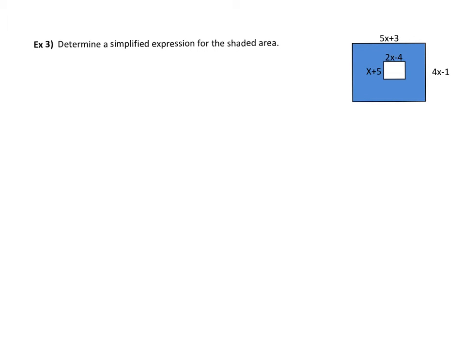Here is our solution for the third question that we're doing for our note today. We're going to determine a simplified expression for the shaded area. What I had mentioned earlier is if we found the area of the entire large rectangle, we could find that area, and from that we're going to subtract the area of the small rectangle. So, area of the large rectangle.